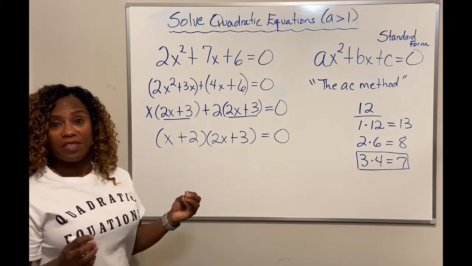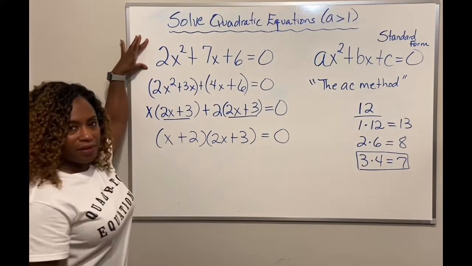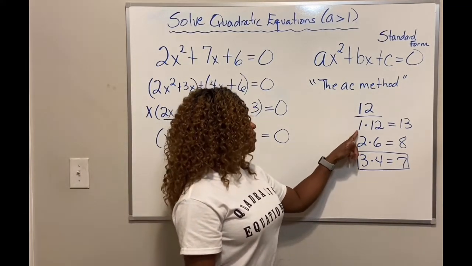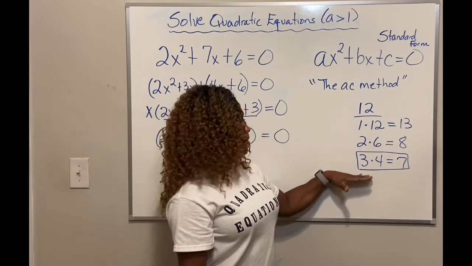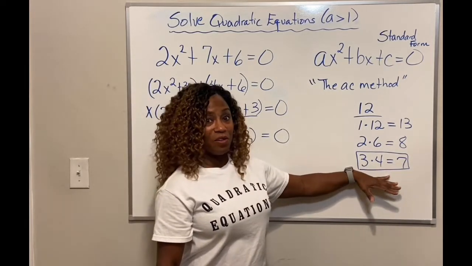They're still factors. And factors just means if we multiply this times that, we get this expression right back. Just like over here with these factors of 12, if we multiply this times that, we got 12. 2 times 6, we got 12. Same here. These are just factors. Nothing that you haven't heard of before.